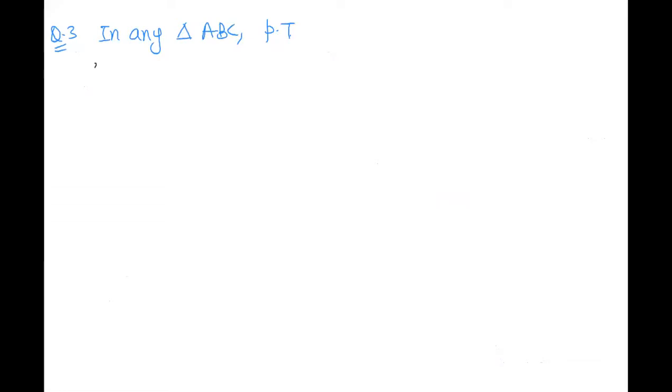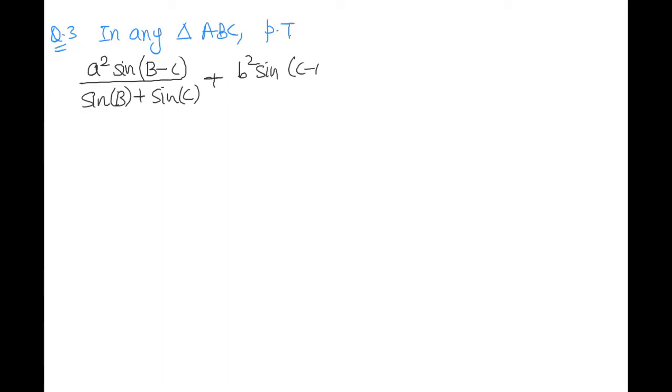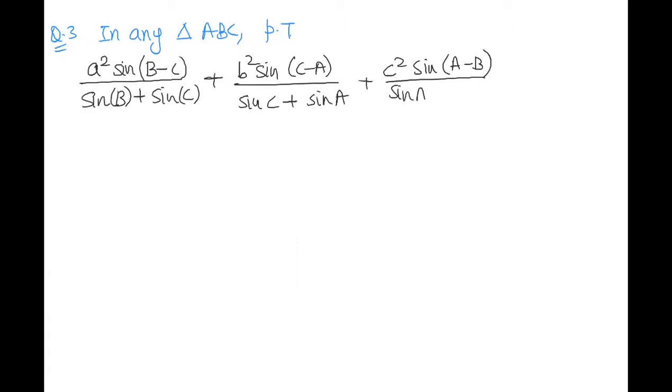Prove that A square into sine of B minus C divided by sine B plus sine C, plus B square multiplied with sine of C minus A divided by sine C plus sine A, plus C square multiplied with sine of A minus B divided by sine A plus sine B, is equal to 0. This we need to prove. Okay, try this.